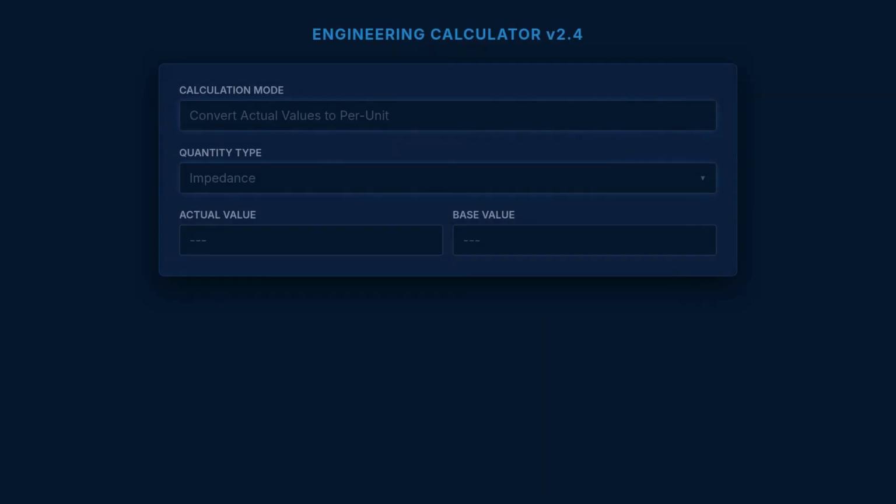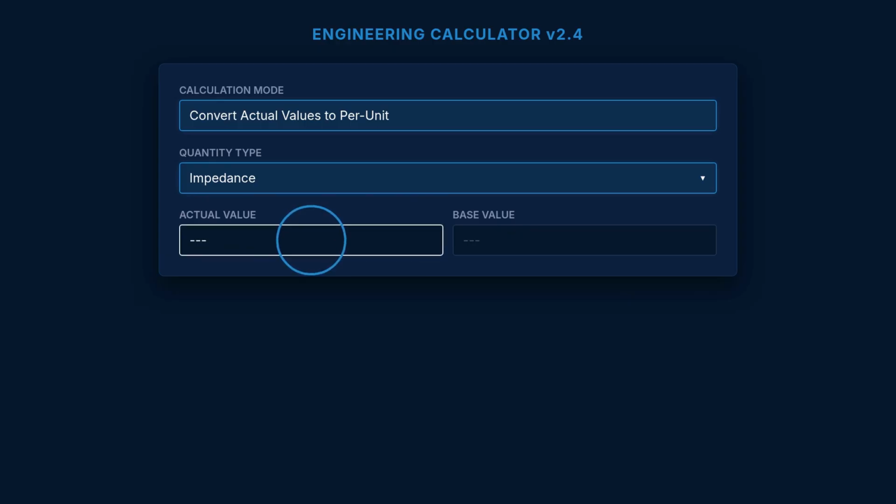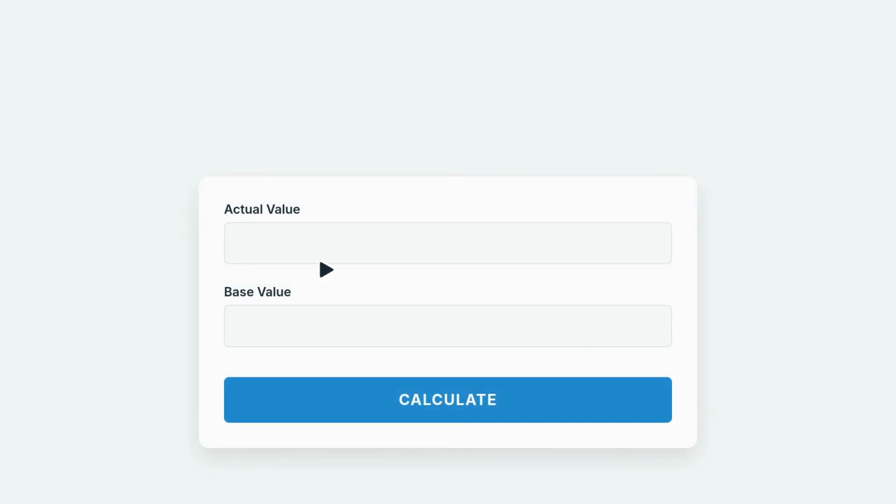I'm selecting Convert Actual Values to Per Unit. The quantity type dropdown offers impedance, power, voltage, and current. I'm choosing impedance. For this mode, we enter the actual value and base value. Here's our example. I'll enter 10 for the actual value and 10 for the base value.